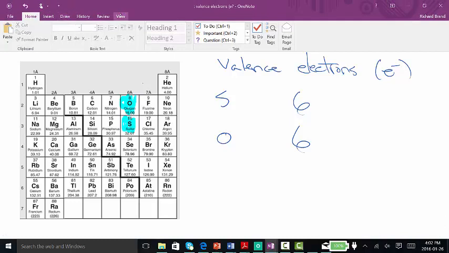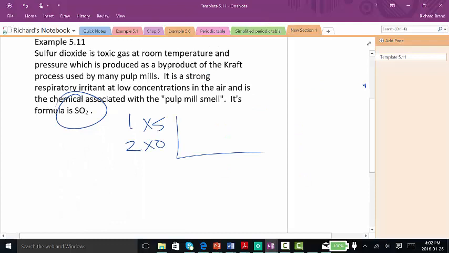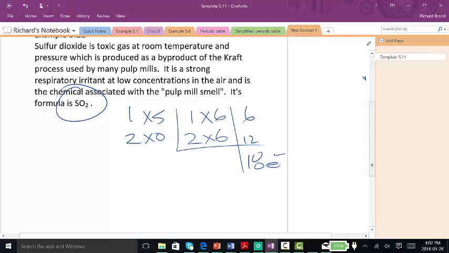So, going back to the problem, I'm drawing the Lewis electron dot diagram for sulfur dioxide. The sulfur has 6 valence electrons, so that's 1 times 6. Each oxygen has 6 valence electrons, so that's 2 times 6, which is 12. 6 and 12 is 18. So there are 18 valence electrons to distribute.